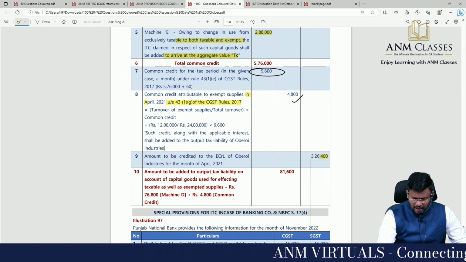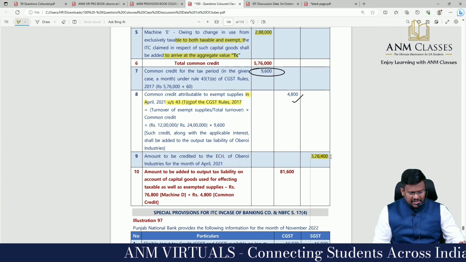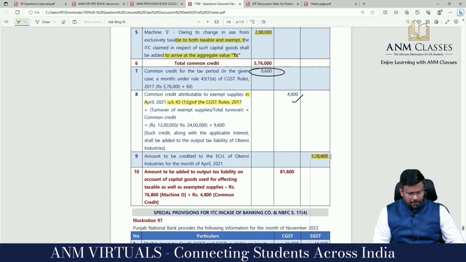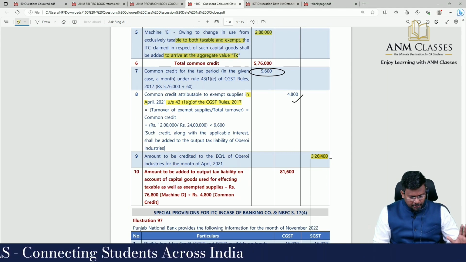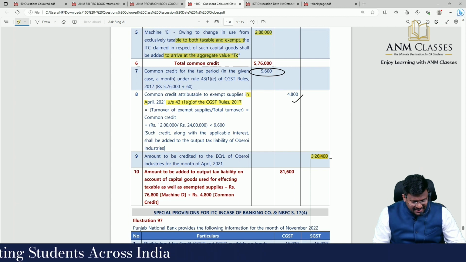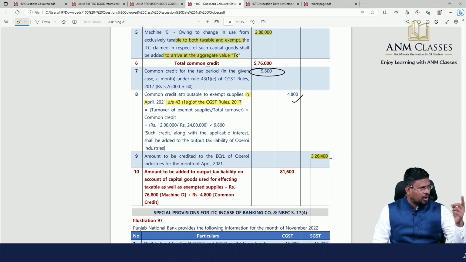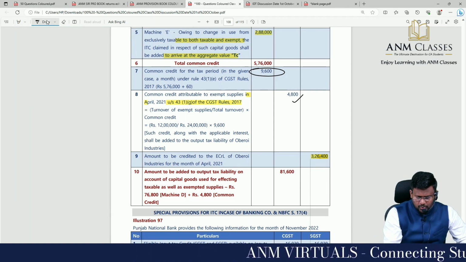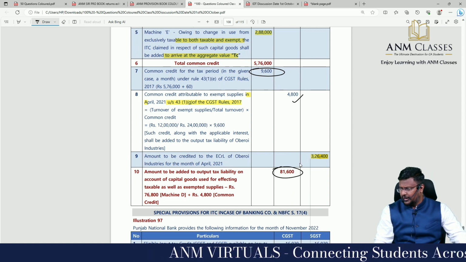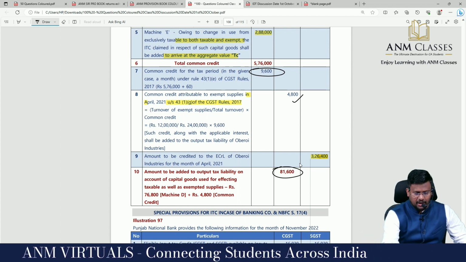Do you appreciate that? Then for regularization purposes, let us see the total amount to be added to the output tax liability. What is to be added for the first machine, machine A, machine B, machine C? For machine D, 76,800 should be added to the output tax liability. With regard to the common credit, 4,800 should be added up. So 81,600 is the amount to be added to the output tax liability. Are you really with me?